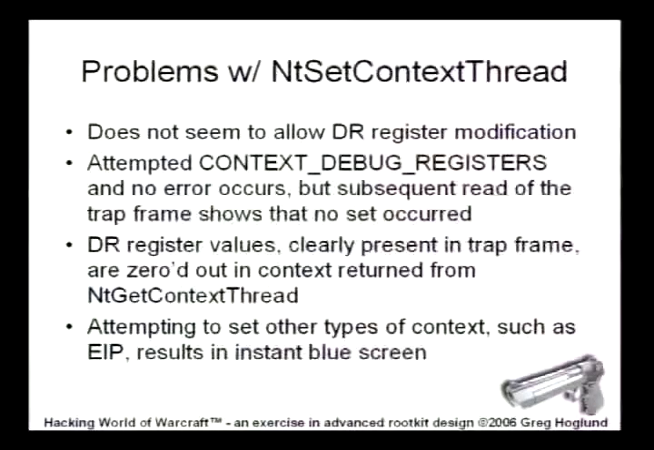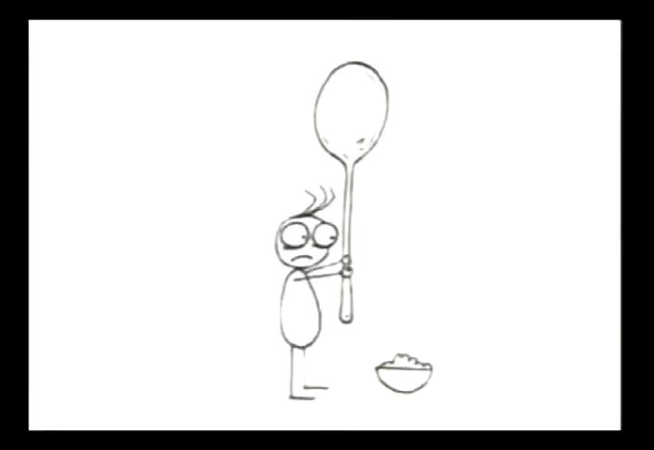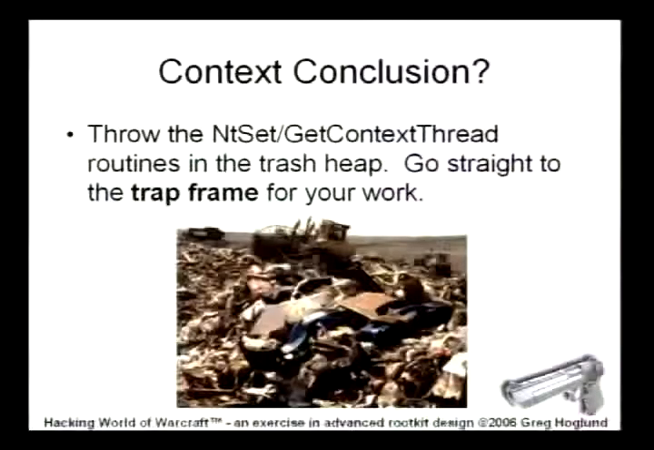Problem is, when you actually try to set them, they don't work. So some reverse engineering needed to happen, and I figured out how to find the kernel trap frame. Now I'm going to show that to you on a diagram.